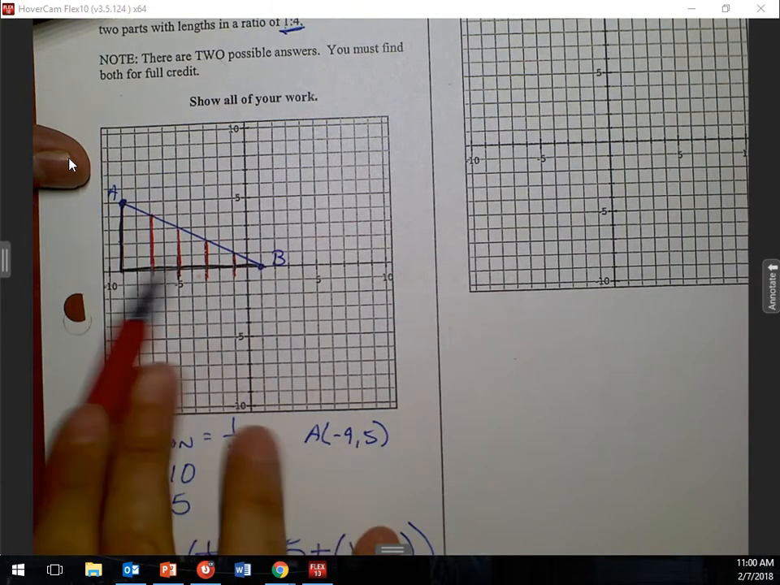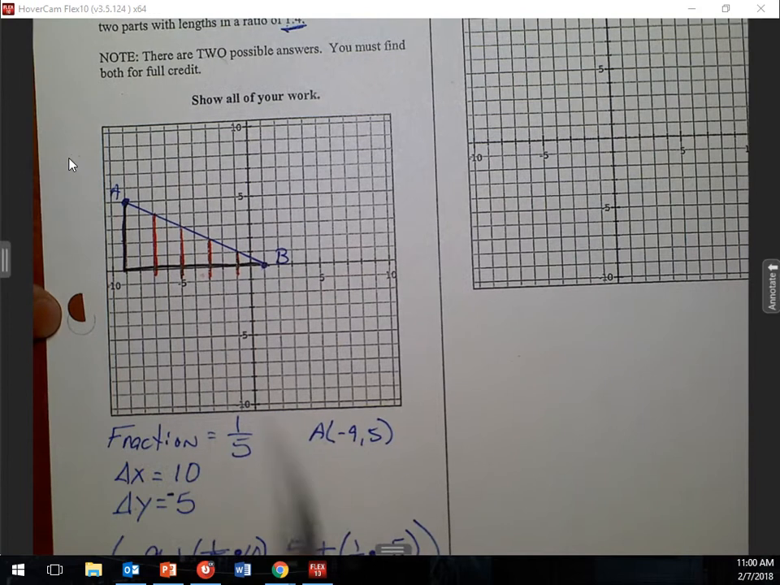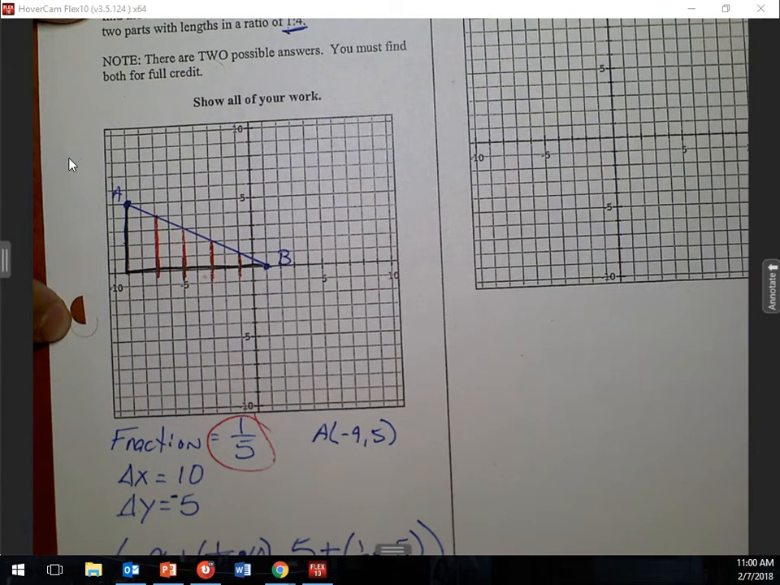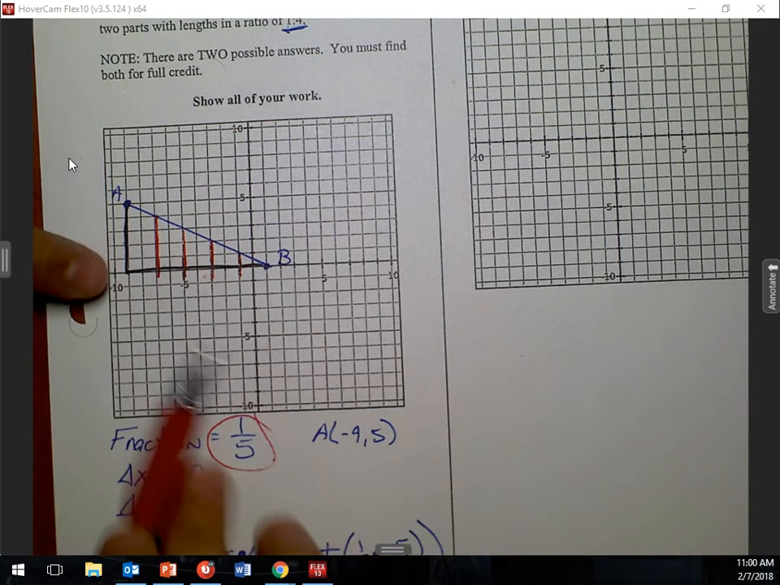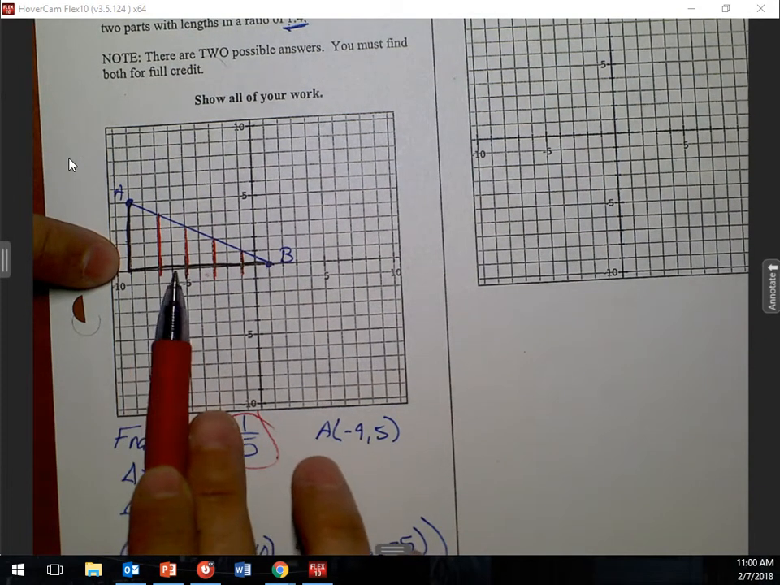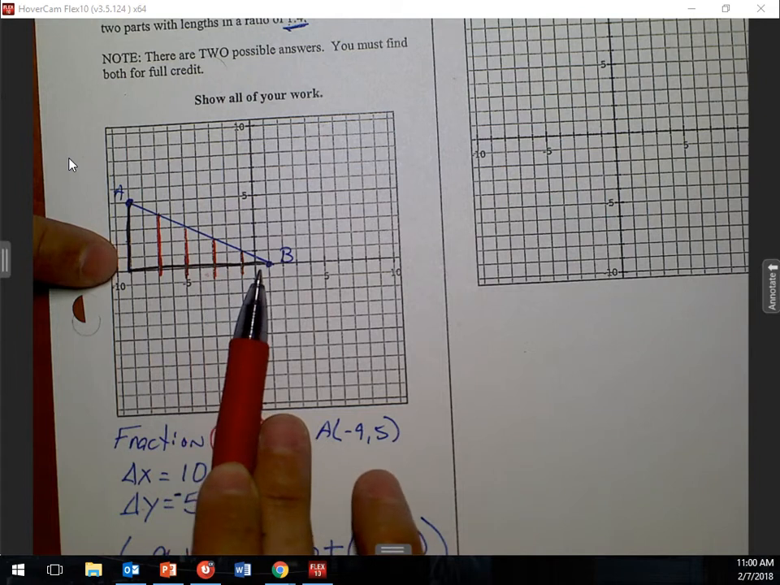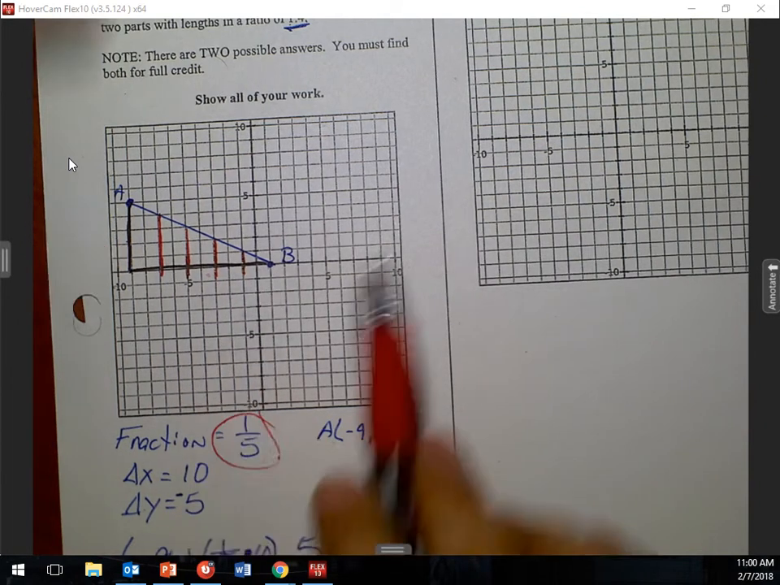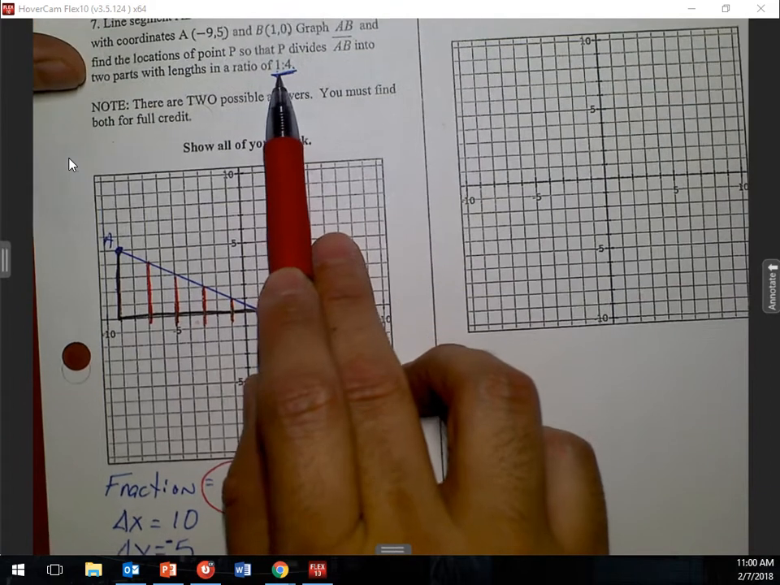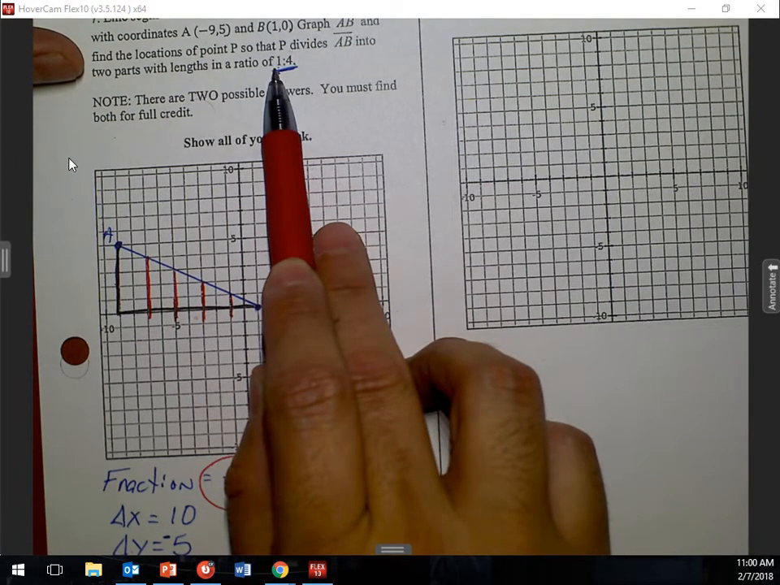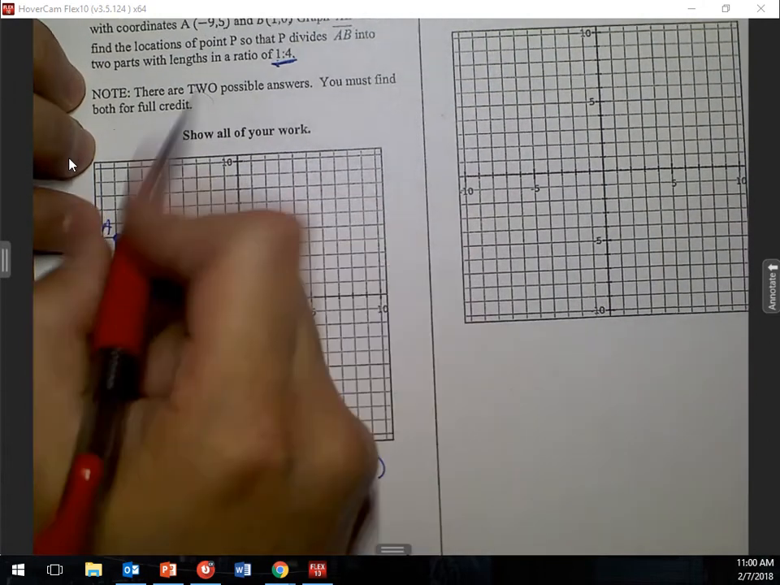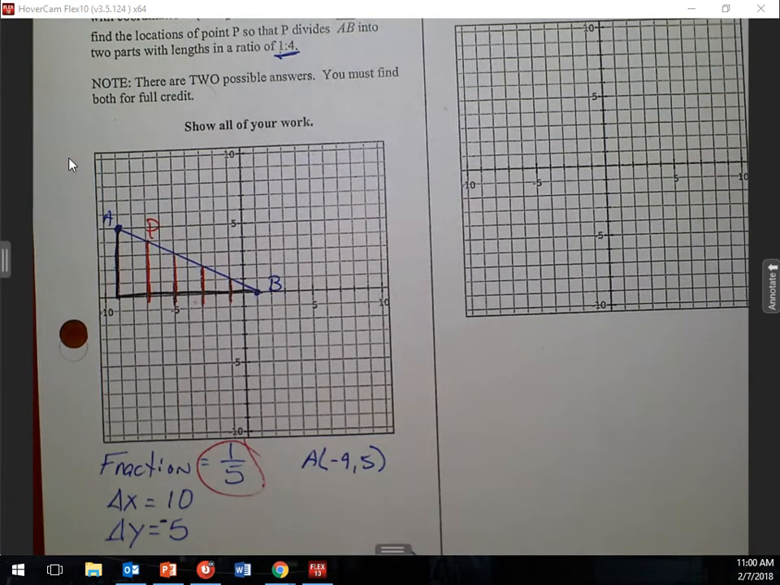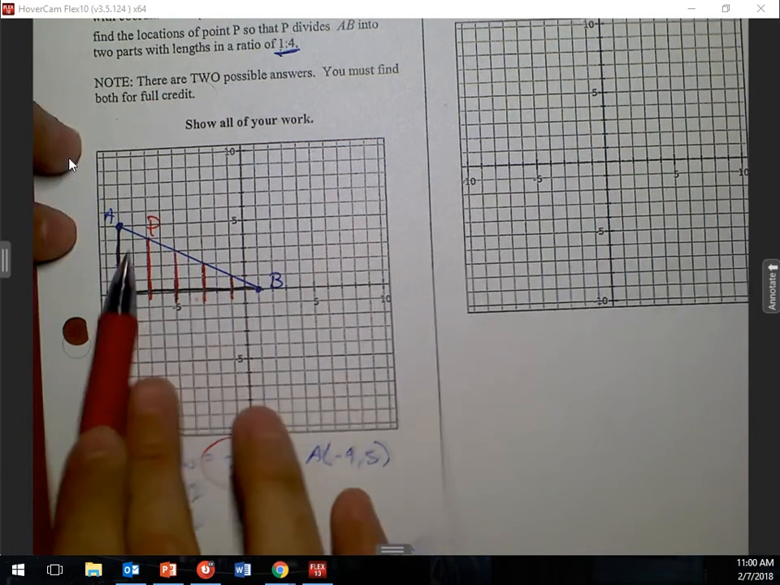So if I did this correctly, I divided my delta x by how many parts I need, right? It's 1 out of 5. That's where I get that from. So now I broke it up into my pieces. 1, 2, 3, 4, 5. I have 5 pieces, right? How many parts was I looking for? I was looking for the first part, right? The first part, I would count from here. 1, so that means this is my point P. You always read from left to right. So we did this correctly.